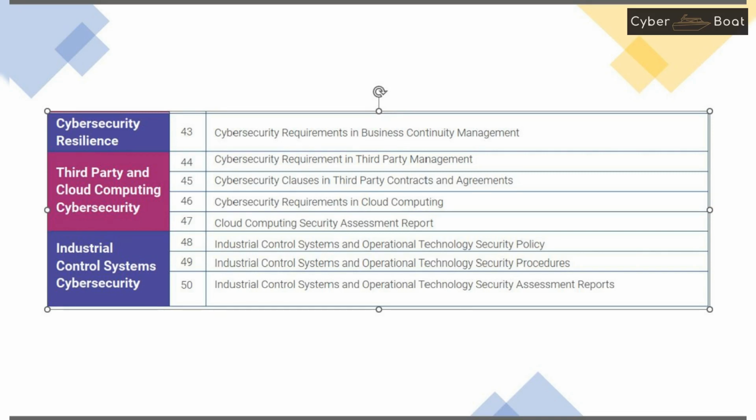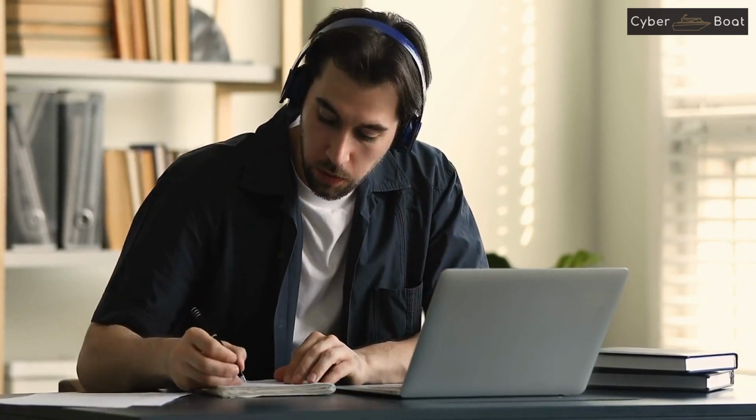While there are 4 documents related to the third-party and cloud computing domain, and lastly there are 3 documents for industrial control systems. Don't worry if it seems overwhelming as of now. After completing this course, you will have full confidence in fulfilling all these controls. Step 2. Get approval from the authorizing official.